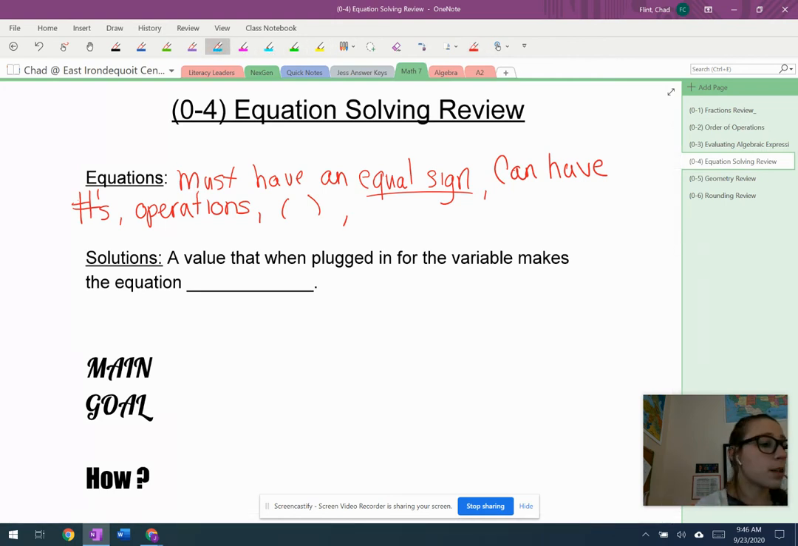All right, up next, a solution. A solution is a value that when plugged in for the variable, it makes the equation true. And this is something we're going to look at when we get to example 3.